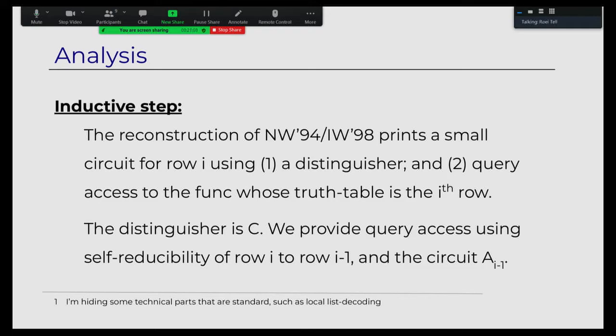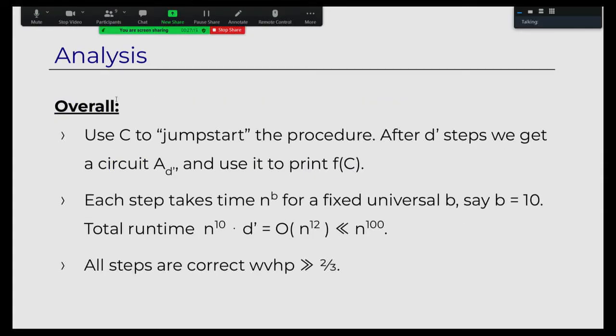The classical reconstruction argument prints a small circuit for the second row using a distinguisher, which we have, and using query access to the second row, which we don't have, but we have downward self-reducibility and the circuit for the first row. That's it. Overall, we use C that's in our hands to jumpstart the entire reconstruction argument, to compute the bottom row. We can't start without having this fixed C in our hands. Each step takes fixed polynomial time. After running in fixed polynomial time, say n to the 10 times the depth, we're done. And this is much smaller than n to the 100.